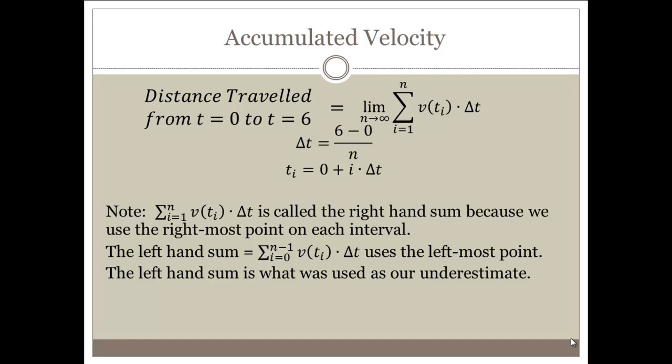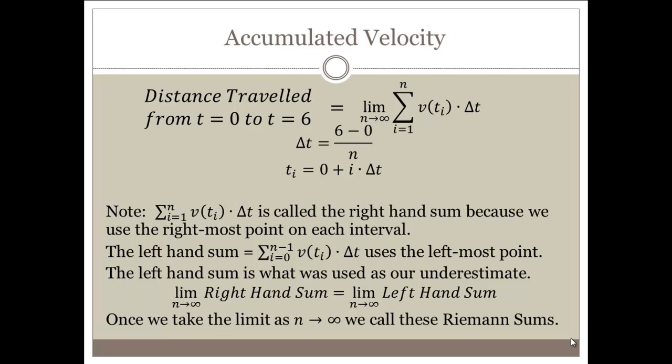The left-hand sum is what we used as our underestimate. But it doesn't matter which one we use, because the limit as n goes to infinity of the right-hand sum equals the limit as n goes to infinity of the left-hand sum. And once we take these limits as n goes to infinity, we call these Riemann sums.